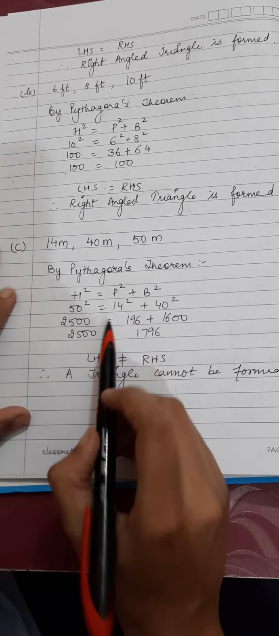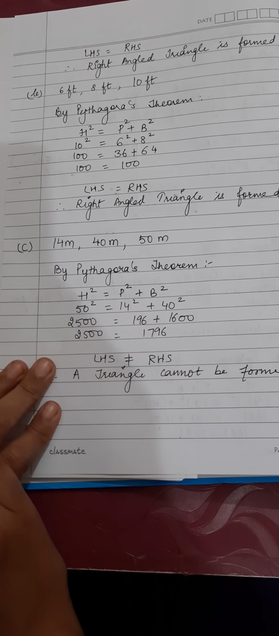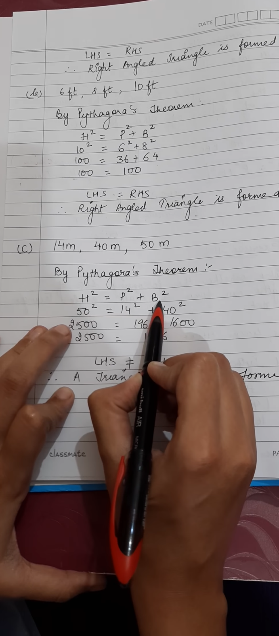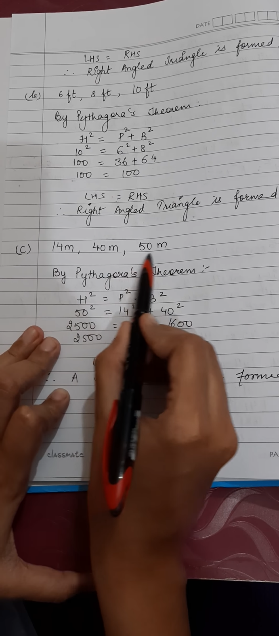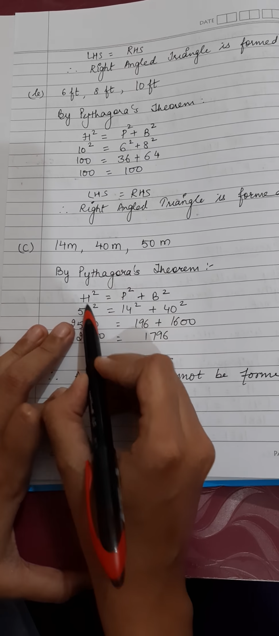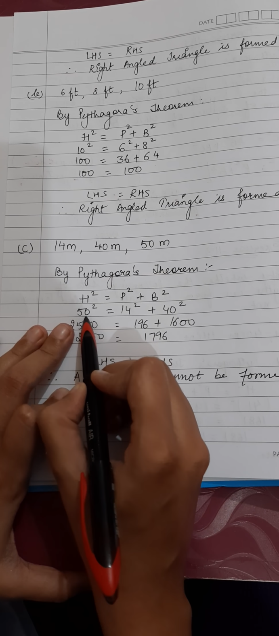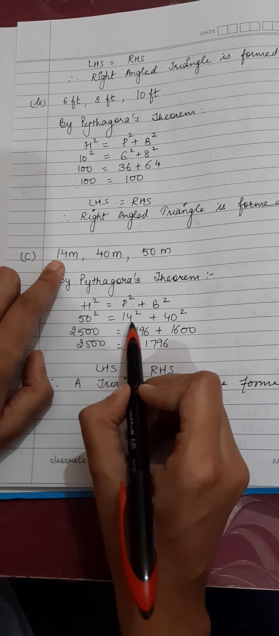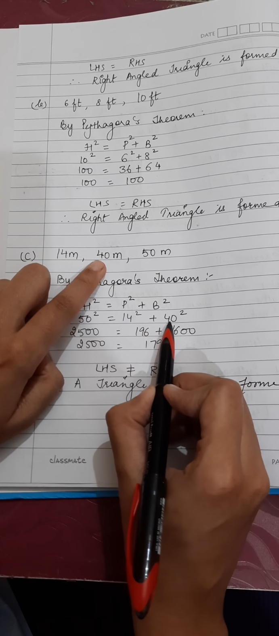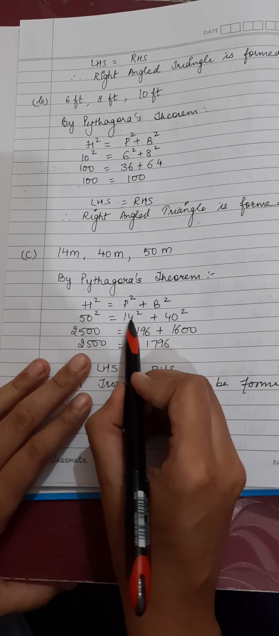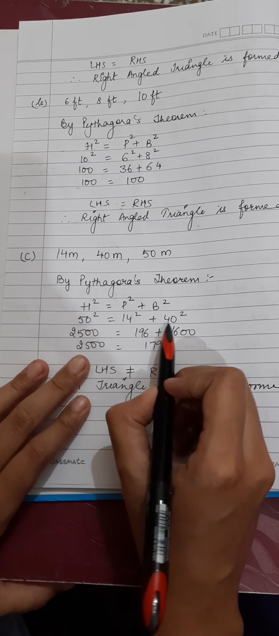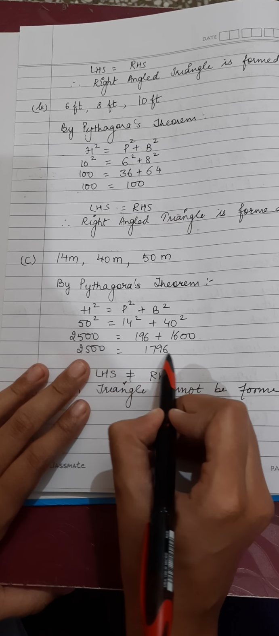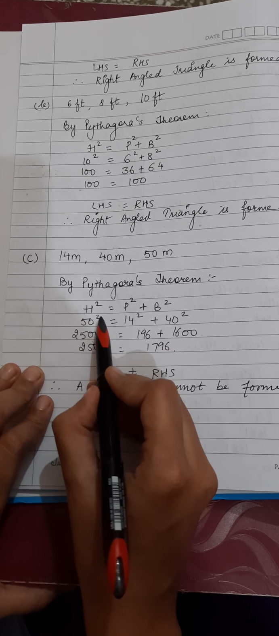Now the C part. In the C part, again you have to apply the Pythagoras theorem. Hypotenuse square equals perpendicular square plus base square. Now out of these three, the longest is 50. So this hypotenuse is going to be 50. Now we take 50 square equals perpendicular, 14 square, plus base, 40 square. You can take any. Now 14 square means 196, 40 square means 1600. Add these two, 1796. And this side, 50 square, means 2500.